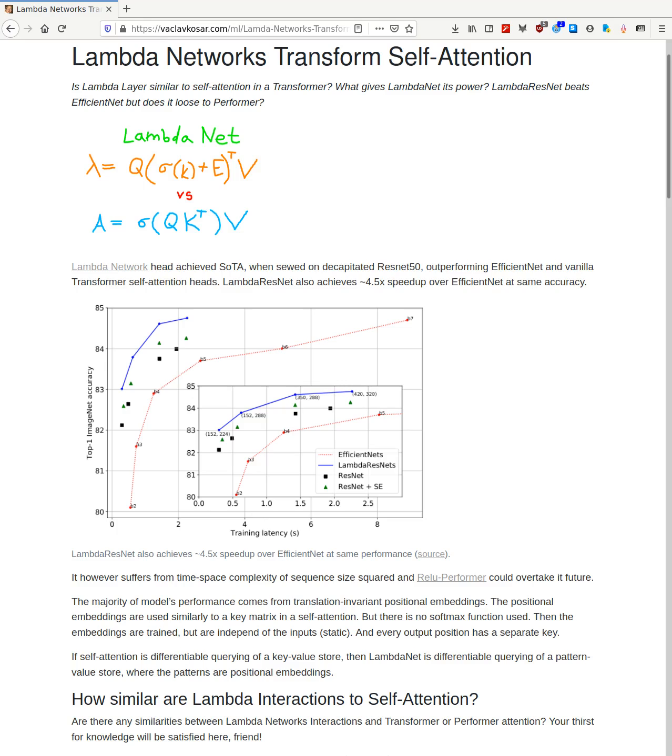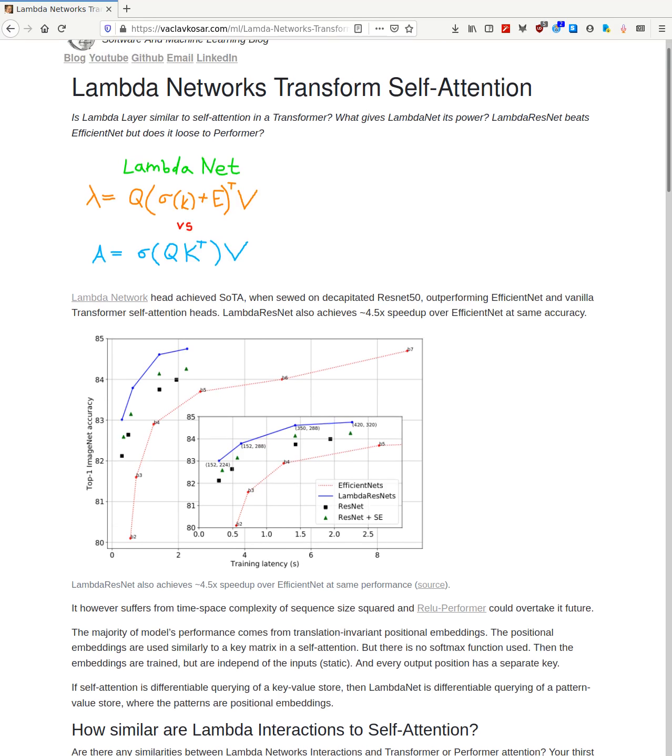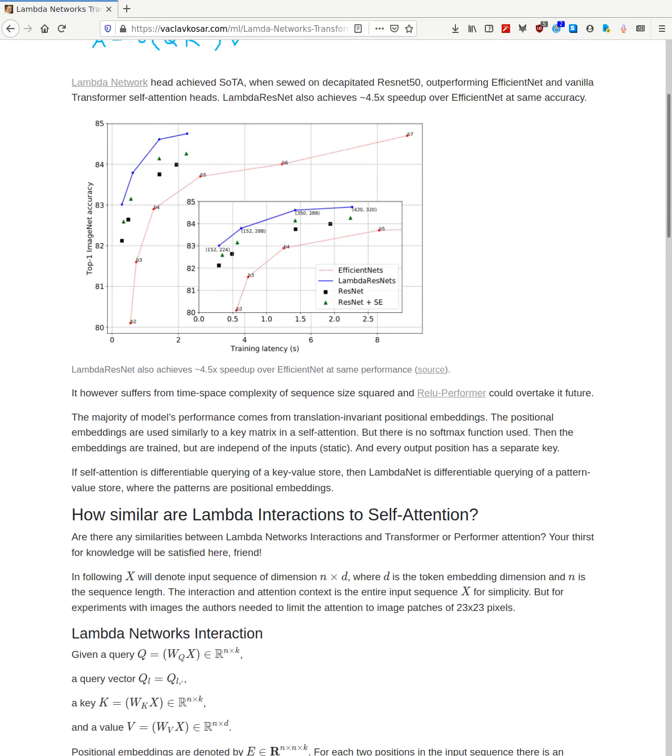And then we have a second part from which the majority of the power comes, these positional embeddings. There's no softmax there. This is sort of like a learned attention key without softmax. And it's not a two-dimensional matrix, it's actually three-dimensional. So you will ask, how the hell do I multiply these? I will show you. So Lambda Network, why are we talking about it?